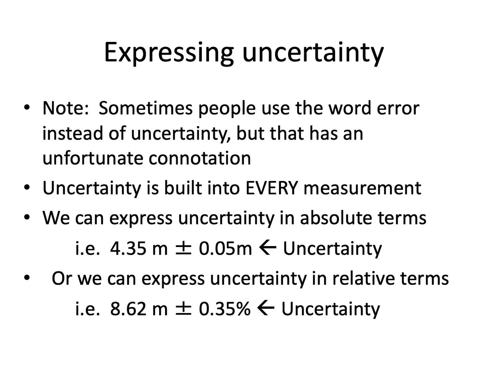Now, we can express our uncertainty in absolute terms. So we could say something like, I've got a measurement that's 4.35 meters plus or minus 0.05 meters. And this 0.05 meters would be the uncertainty of that measurement. I can also express uncertainty in relative terms. I could say that a measurement was 8.62 meters plus or minus 0.35%. That would be 0.35% of 8.62, and so that would tell you the uncertainty. This is called relative uncertainty. This is called absolute uncertainty.